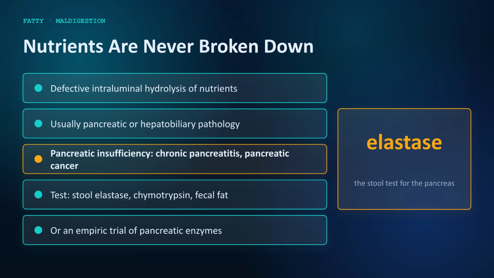The commonest cause is pancreatic insufficiency, most often from chronic pancreatitis or pancreatic cancer. Test with stool elastase, chymotrypsin levels, fecal fat, or simply an empiric trial of pancreatic enzyme replacement. A clear response to enzymes is itself diagnostic. And one contrast worth holding on to: in maldigestion the villi are normal. In malabsorption they are not. Same fatty stool, very different biopsy.